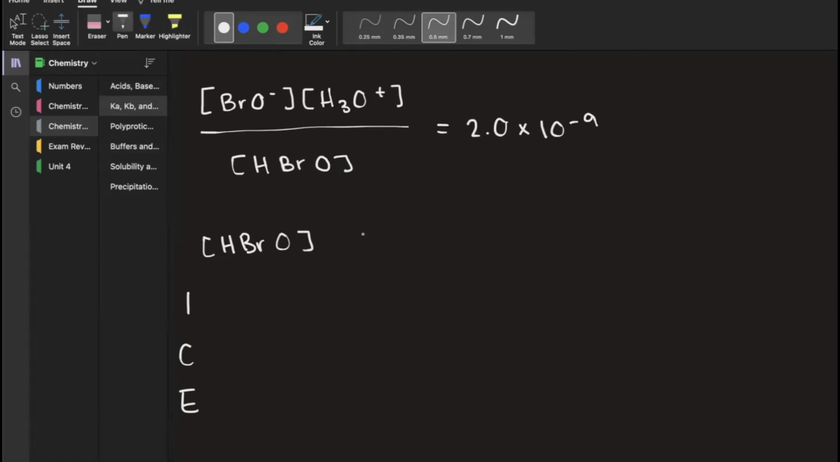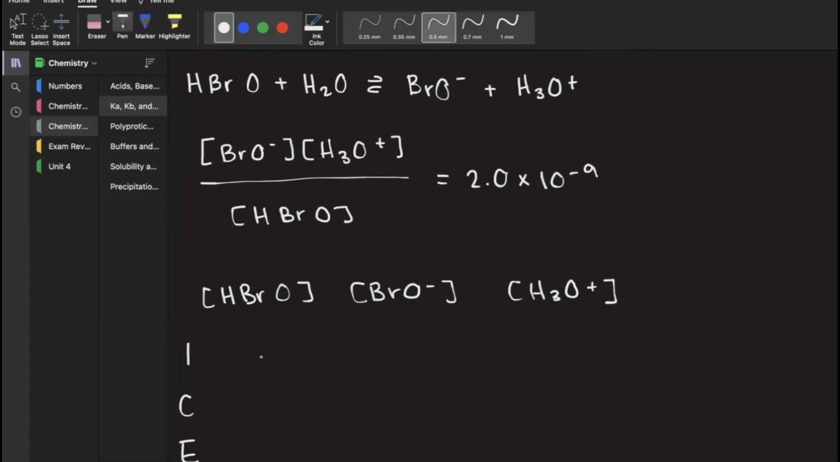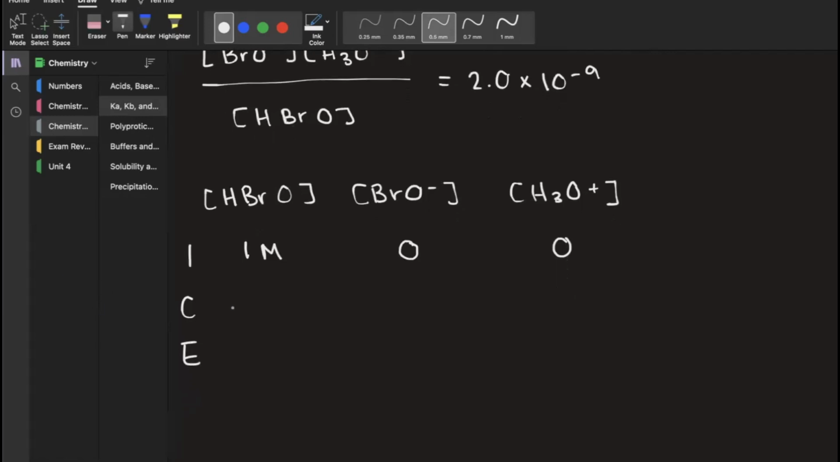HBrO, BrO minus, and then our H3O plus. Okay. So we know that we start off with a 1 molar solution of this acid. We don't start off with any of the products. So what we're going to find is that for 1 mole we're losing, for 1 mole we're gaining, and another mole we're gaining. So by combining these, we find that 1 minus x, plus x, plus x.